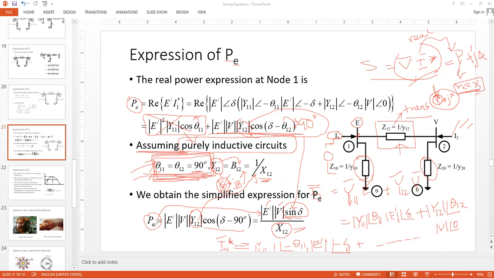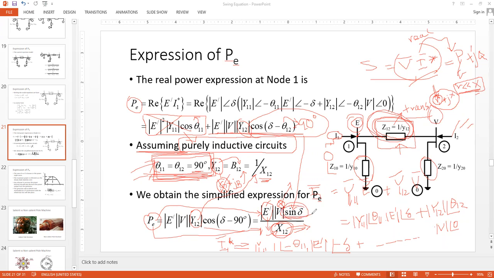So this is how you represent PE, which, as seen from here, is a function of the internally generated EMF magnitude, the infinite bus voltage magnitude, and the reactance between my generating source and my load center, the infinite bus. You see, this is E dash, this is V, and the reactance is this, X12. This is called the transfer reactance.